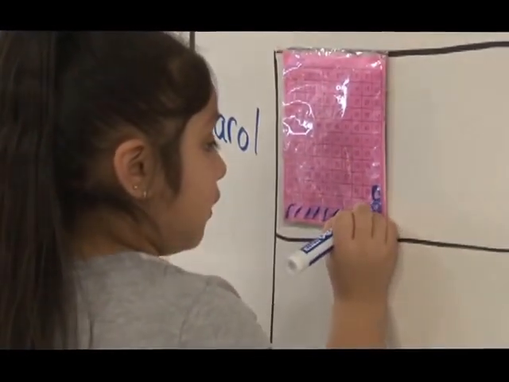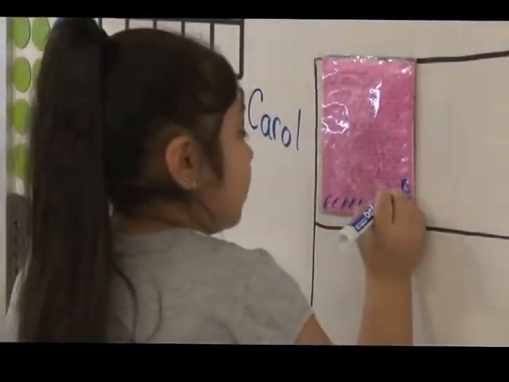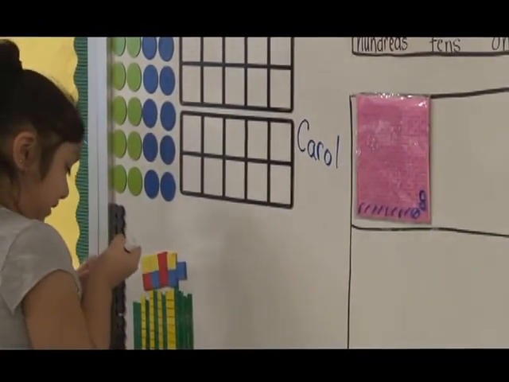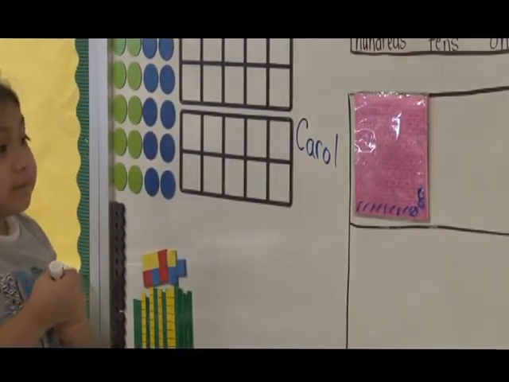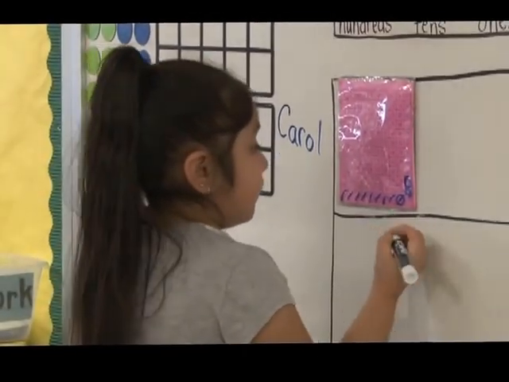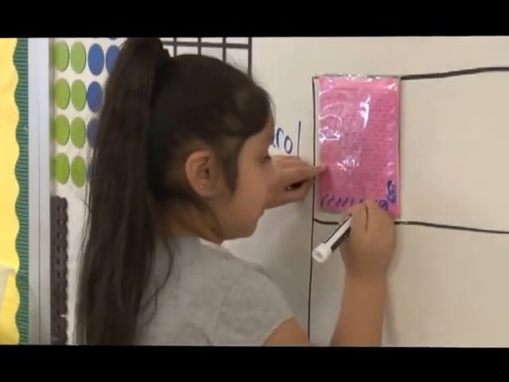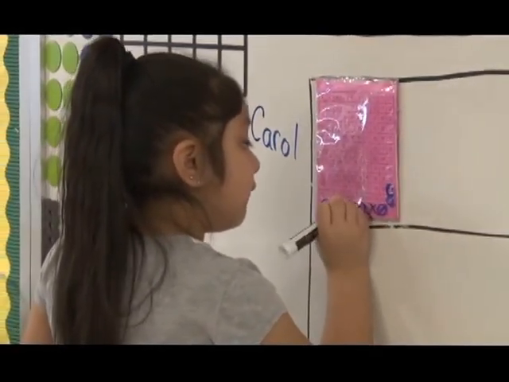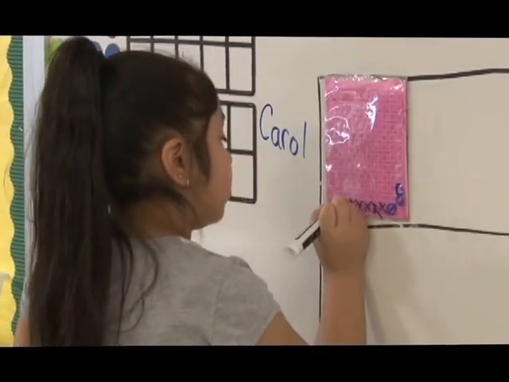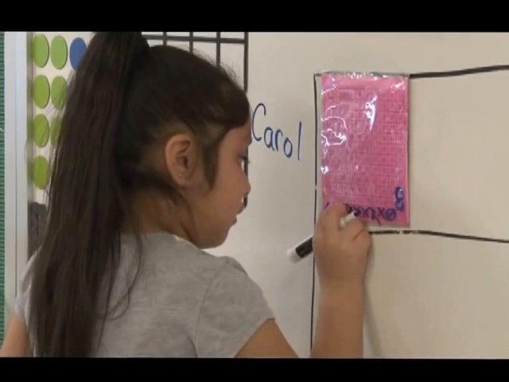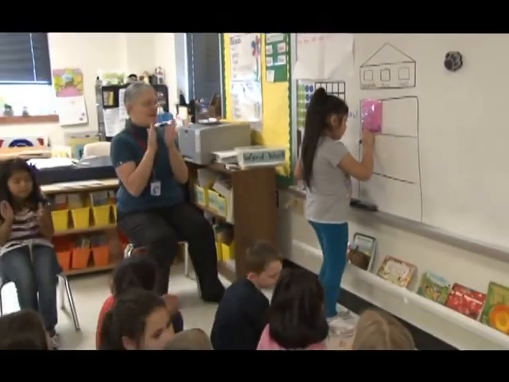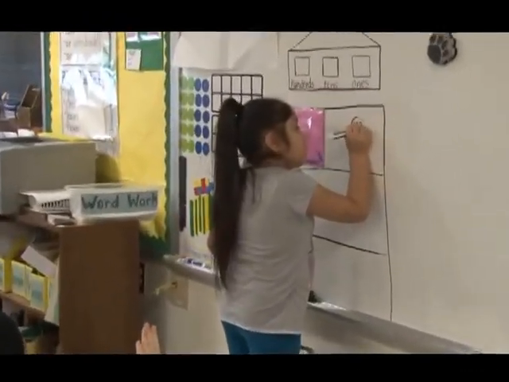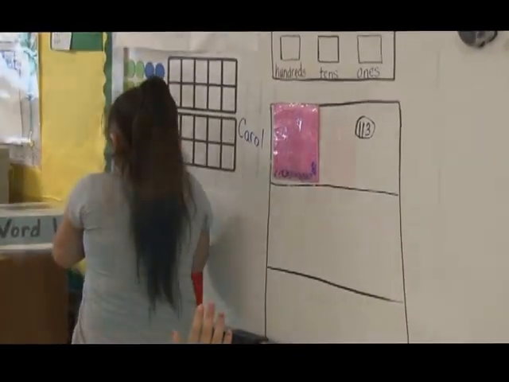2, 3, 4, 5, 6, 7, 8, 9. Then what did you do? And then Evan took away 6. You want to do that in a different color, please? Right now she has 119. Starting at 119, take away your 6. Here we go. 1, 2, 3, 4, 5, 6. What's your answer? 113. Class, is she correct? Awesome.